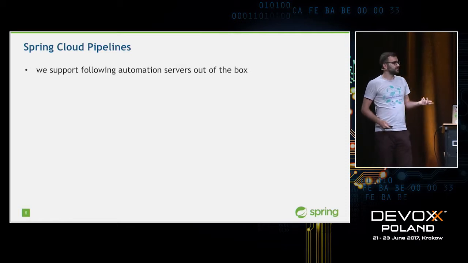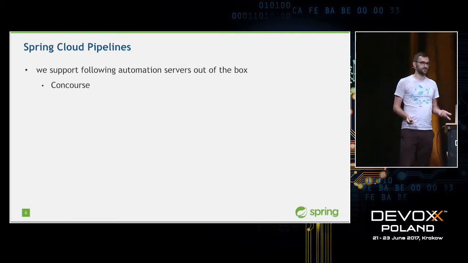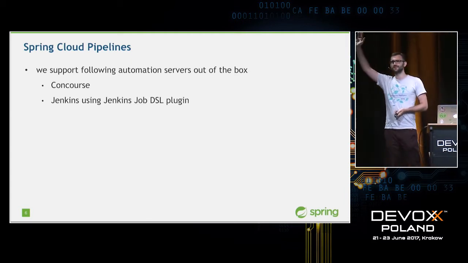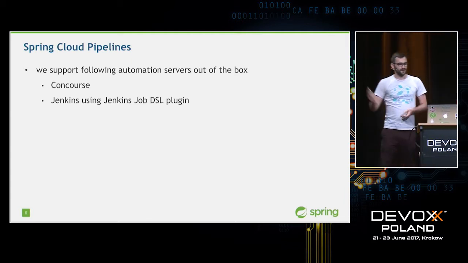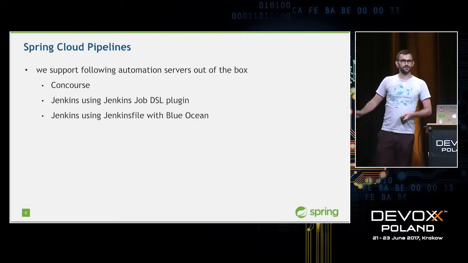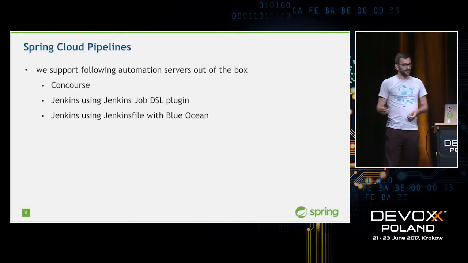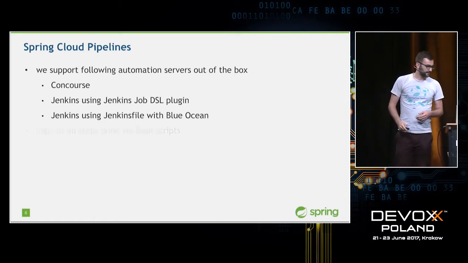We support the following automation servers out of the box: Concourse, Jenkins using Jenkins Job DSL, and Jenkins using a Jenkinsfile with Blue Ocean. Who is familiar with Jenkins Job DSL? Okay, cool. Who knows the Jenkinsfile bit? Okay, a couple of people. I'm going to show you that in a sec.